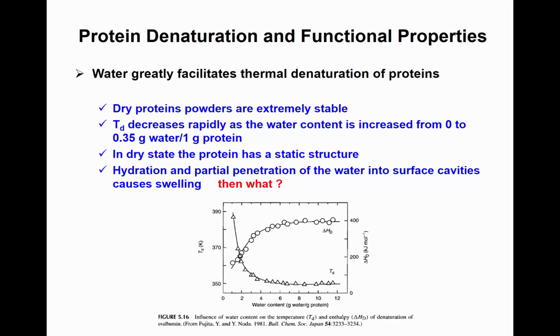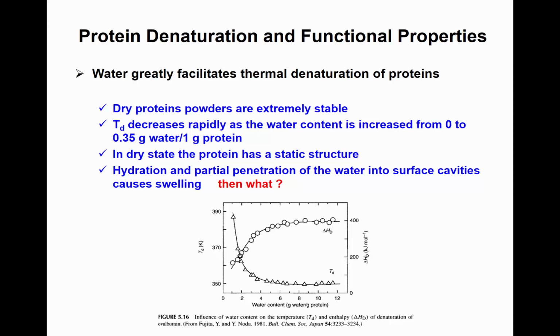So here's an illustration figure. This is temperature here on the y-axis, and this is water content on the x-axis, and on the other y-axis here you have change in enthalpy, which is change in the contained energy. So look here, when you have very low water, you have a really high denaturation temperature. As you start increasing the water, even going from 0 to 0.35 grams, you start seeing a decrease in denaturation temperature.